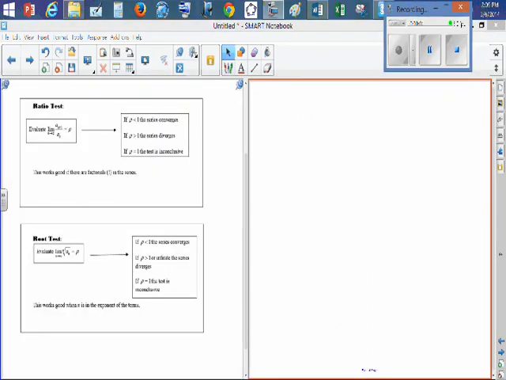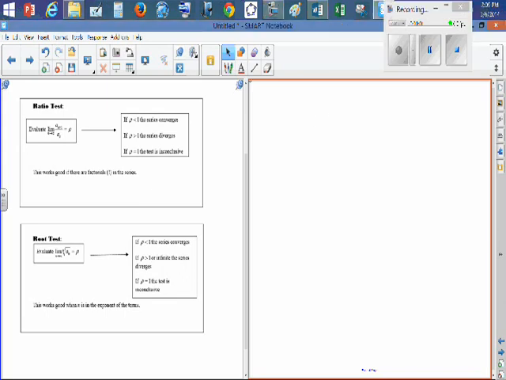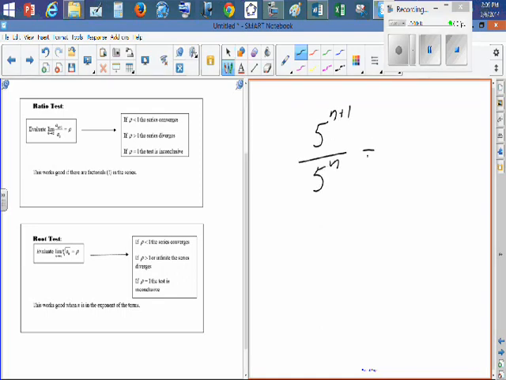Okay, before we do any practice problems on the ratio and root test, we just need to get a little algebra out of the way. So first of all, if you have something that looks like 5 to the n plus 1 over 5 to the n, you need to realize that's just 5 to the n times 5 over 5 to the n. And this cancels, and you end up with 5, which makes sense because you have one more 5 in the numerator, so you should simplify to 5.